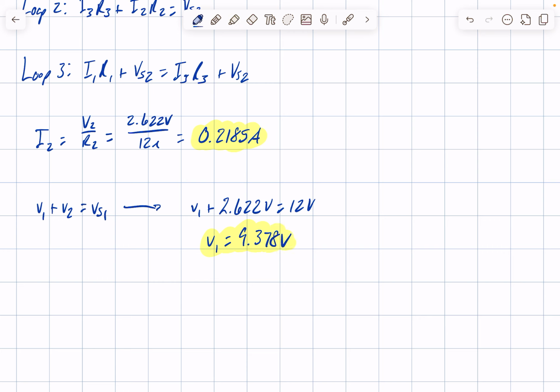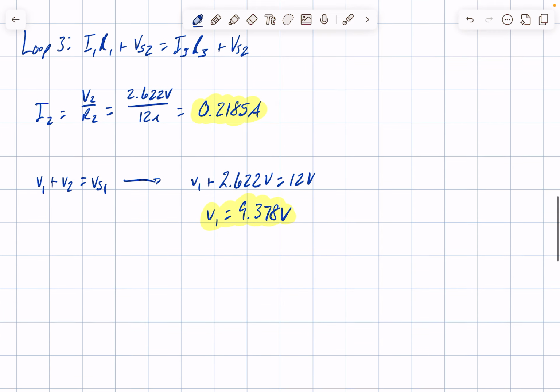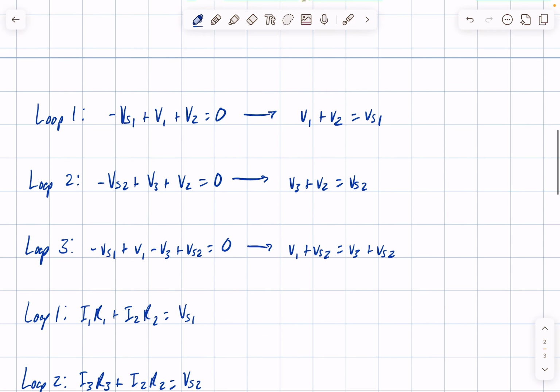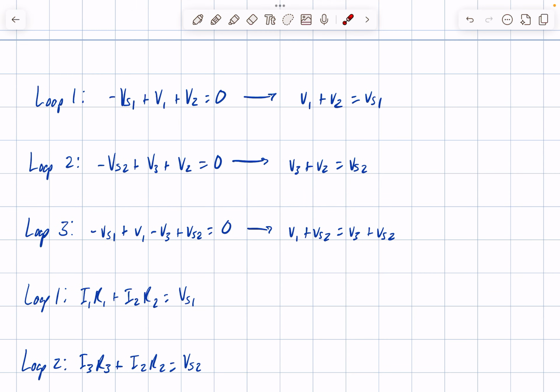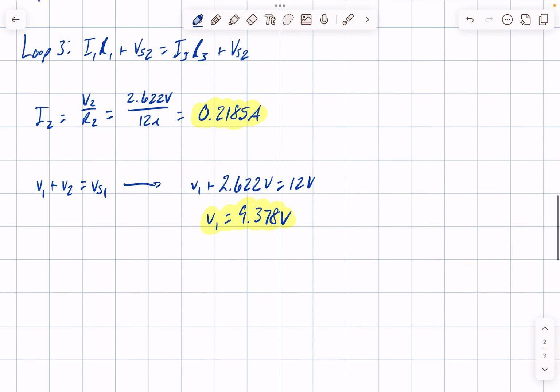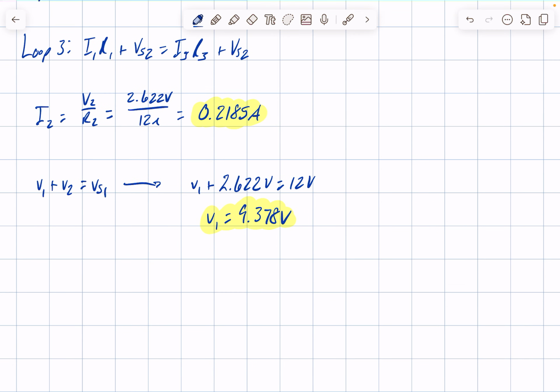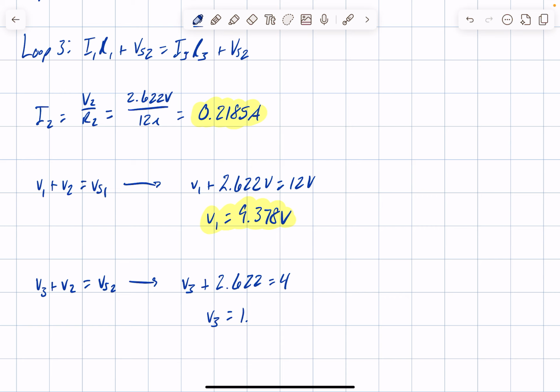Now also we can find V3 using the same method of the loop equations, because we have the loop equation of V3 plus V2 is equal to VS2, and we already know the values of V2 and VS2 respectively. So we can say V3 plus V2 is equal to VS2. Go ahead and plug in numbers here. It's equal to 4. And same thing, so subtract 4 by 2.622, which will give you 1.378 volts.